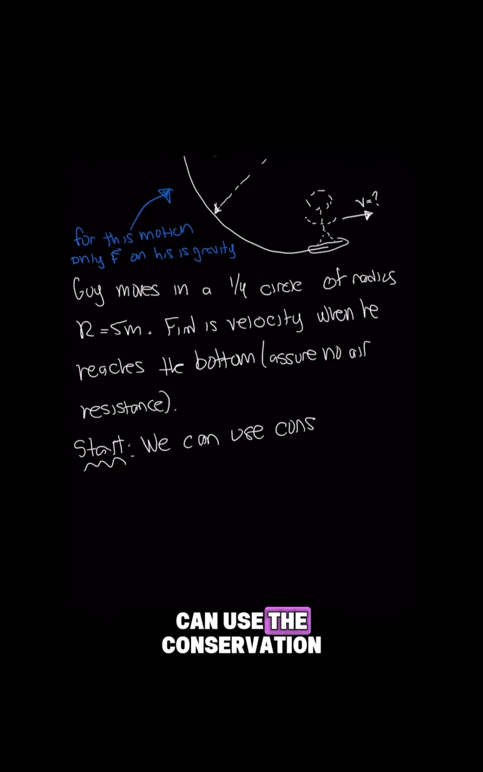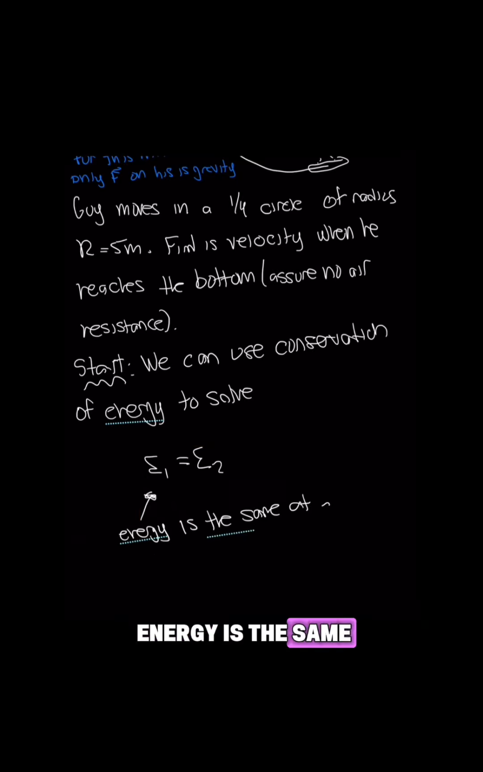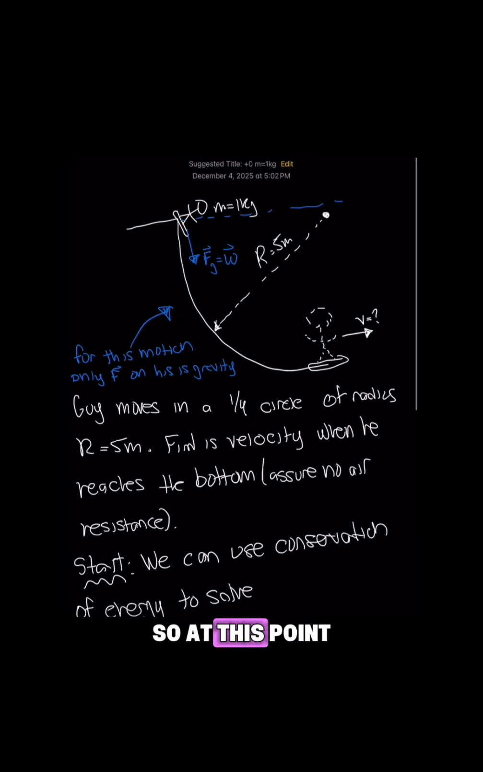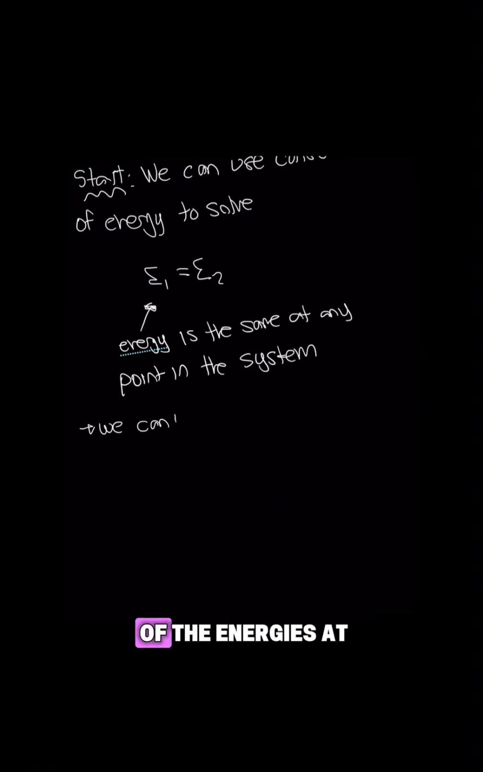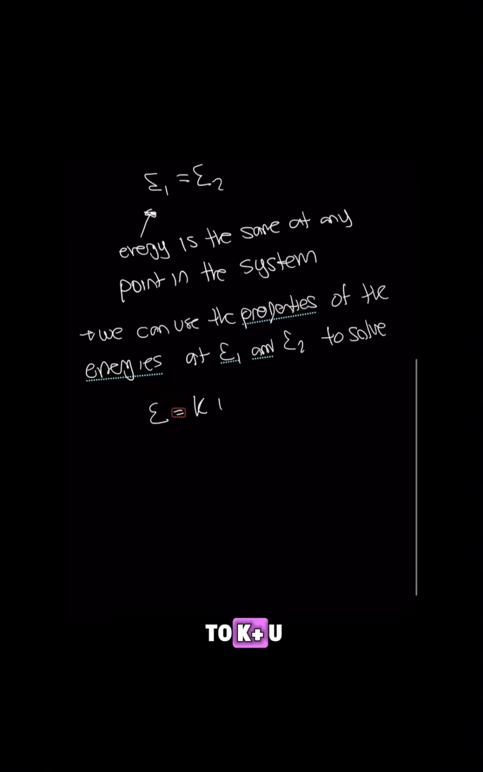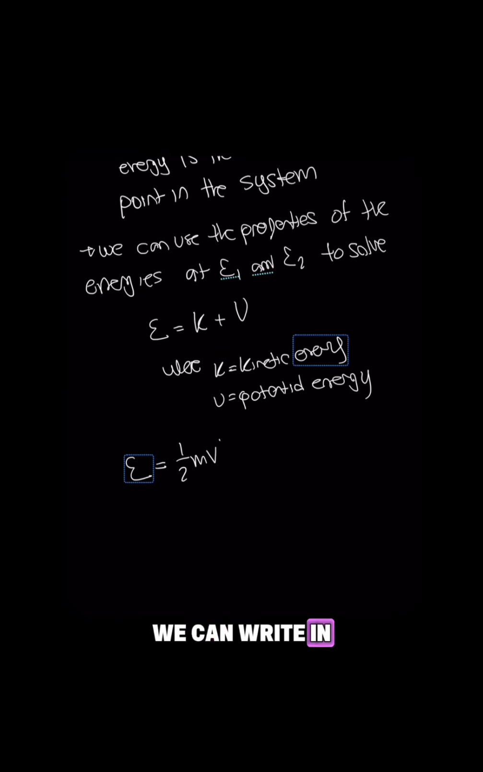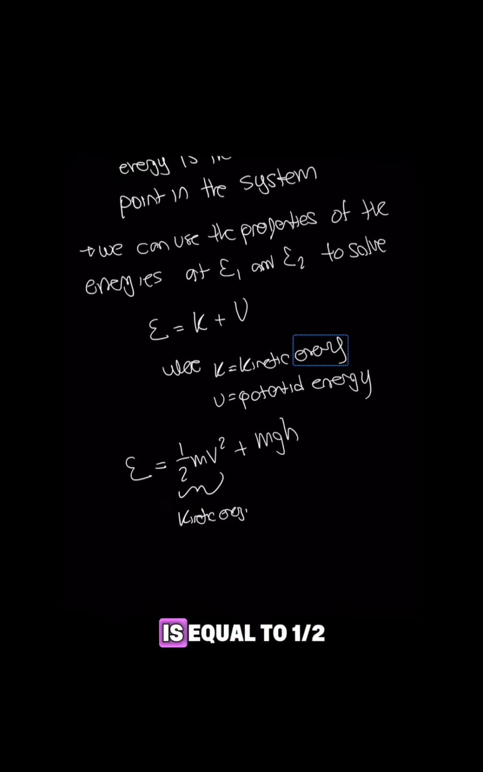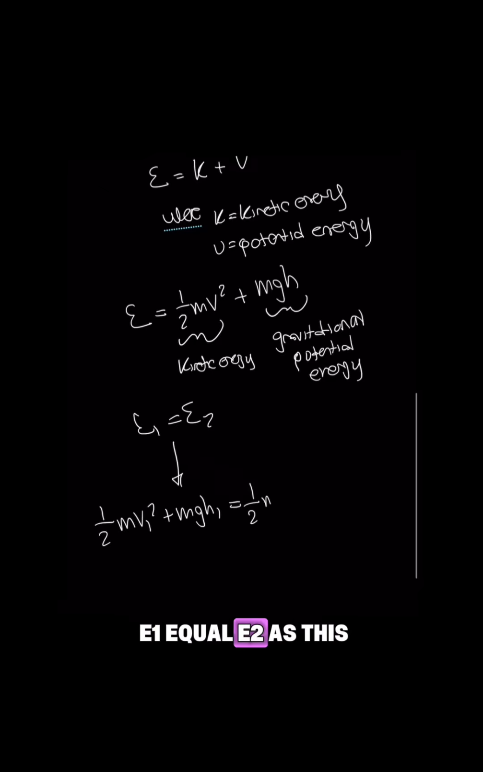So that means we can use the conservation of energy to solve, where E1 is equal to E2, which means that the energy is the same at every point in the system. So at this point E1 and at this later point E2, they're equal. We can use the properties of the energies at E1 and E2 to solve. Since E is equal to K plus U, where K is the kinetic energy and U is the potential energy, we can write it in this form here where the kinetic energy is equal to 1/2 mv squared, and this terms the gravitational potential energy of the system. So we can rewrite E1 equal to E2 as this.